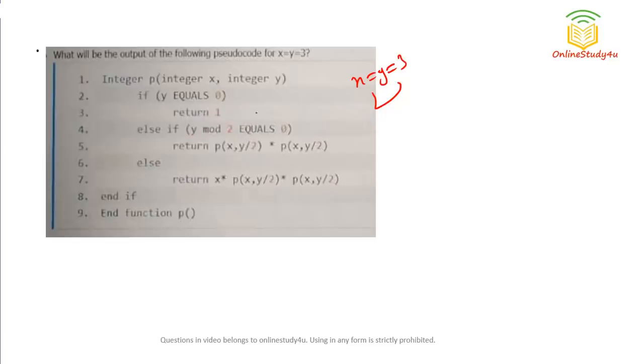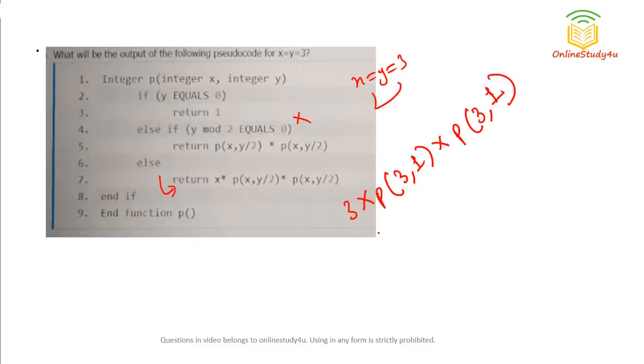Else if y mod 2, y value is 3, 3 mod 2 is not equal to 0, so that won't be true, right? So if that is not the case, we are doing x into p of x, y divided by 2. What is the value of x? That is 3. So 3 into p(3, y divided by 2). What is the value of y? 3. 3 divided by 2, you will get 1, so p(3, 1).